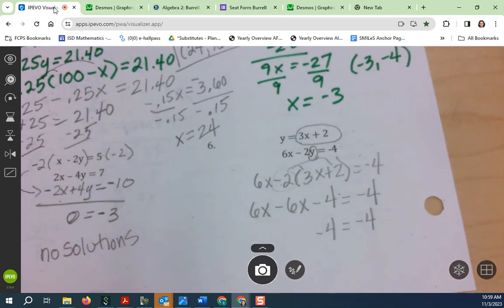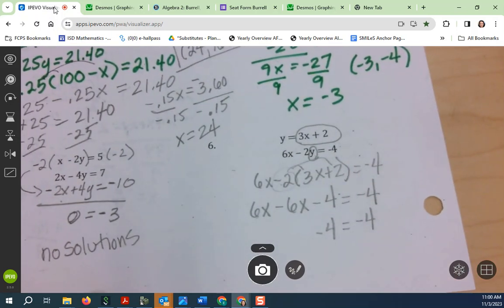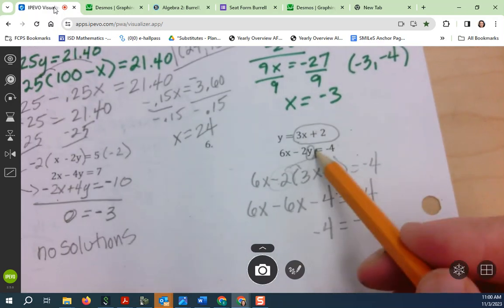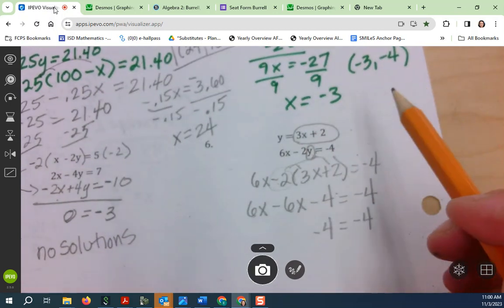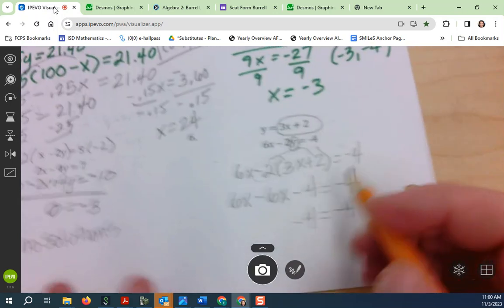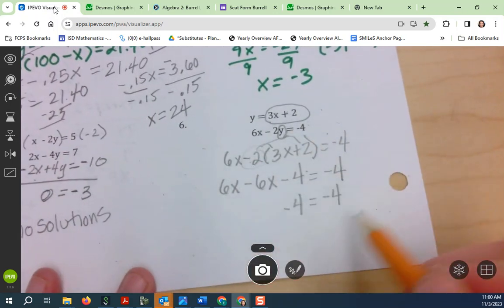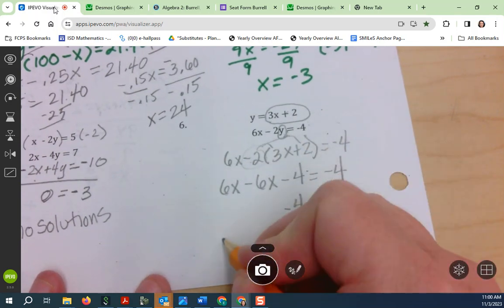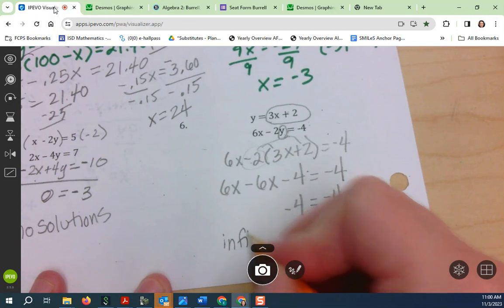Now this is true. -4 equals -4, and that means that whatever x I put into my equation, I'll be able to find a corresponding y that will make this equation work. And so this has many solutions. It's basically the same line. One line would land right on top of the other. They would share all their points. So not every point in the whole coordinate plane is a solution, but every point on that line is a solution. And so it has infinitely many solutions.